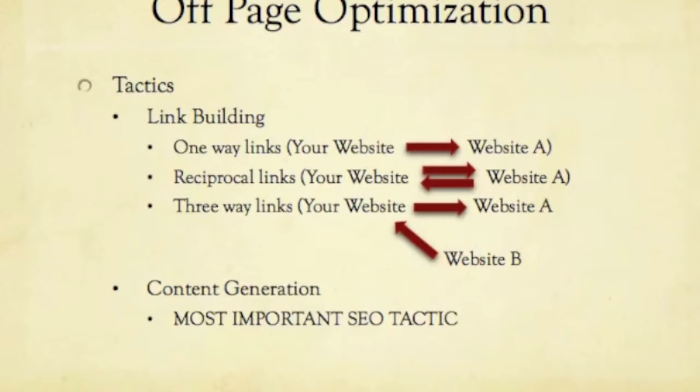And a reciprocal link is pretty much like a mutual link. They'll have a link back to your website, and you'll have a link to their website. And then a three-way link, which is pretty interesting, is a link from your website to website A, as you can see by the chart here. And website A also owns website B, and rather than website A doing a reciprocal link to you, they'll provide a link from website B, which is another website they own, back to your website.